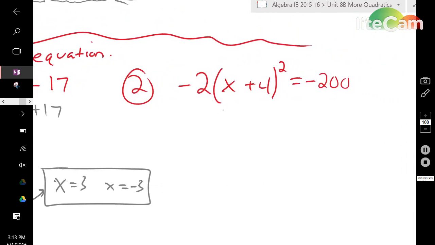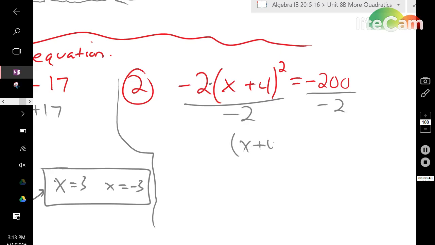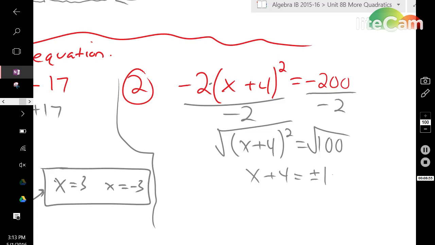This one here, you've got multiplication on the outside, and that comes after parentheses and exponents in order of operations. So you're going to undo that first by dividing by negative 2. And you're going to have (x plus 4) squared equals 100. Negative 200 divided by negative 2 is 100. Then you're going to square root both sides. x plus 4 is plus or minus 10.